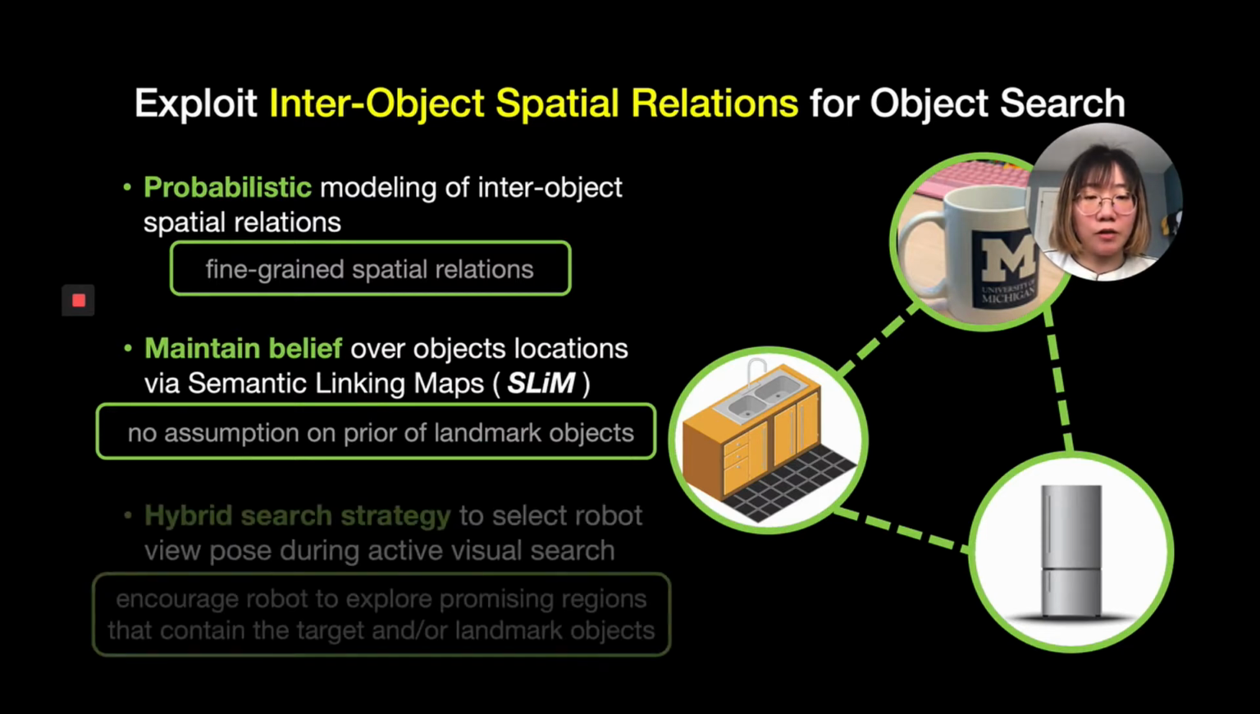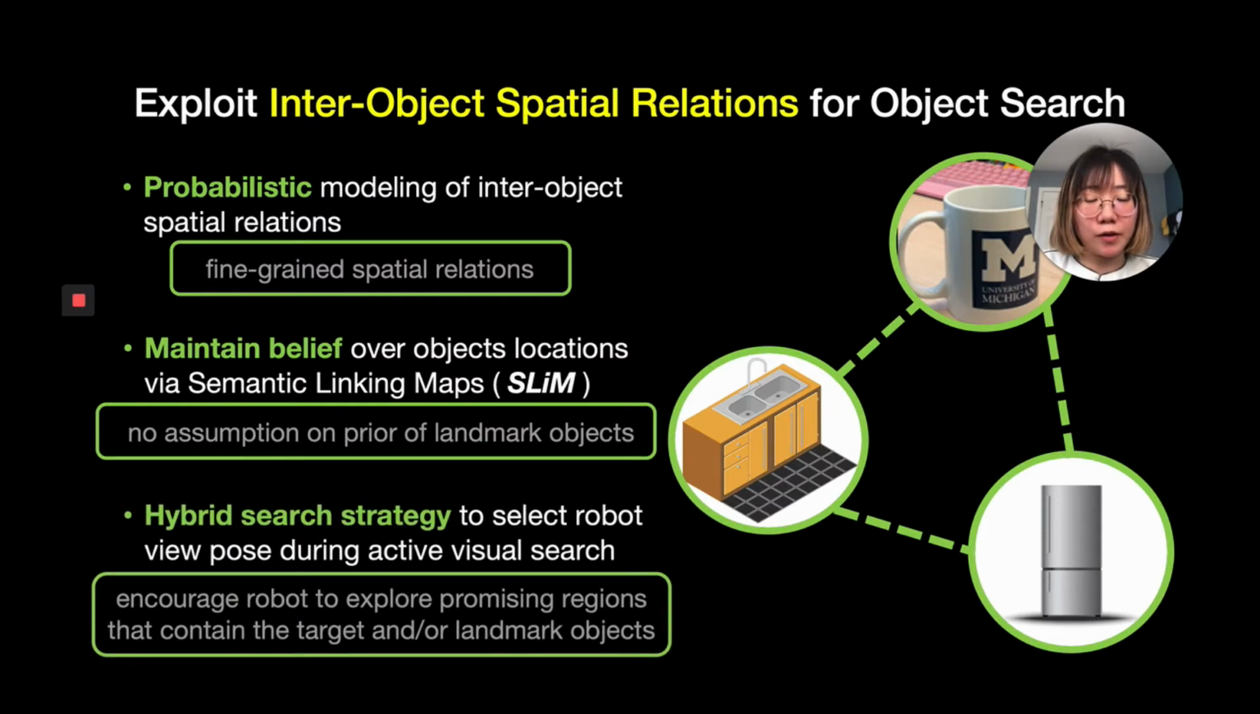In addition, we also propose a hybrid search strategy to help select the robot view pose during the search process. The intuition behind this hybrid search strategy is to encourage the robot to explore promising regions that could contain the target objects, but what's more is to also explore promising regions that could contain landmark objects.